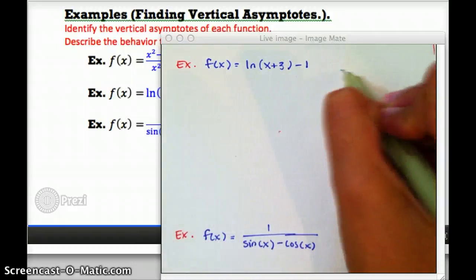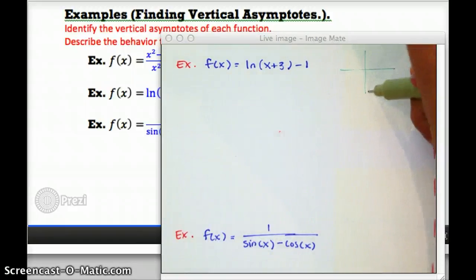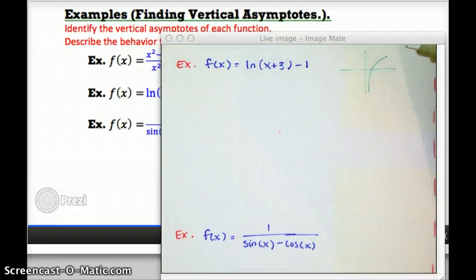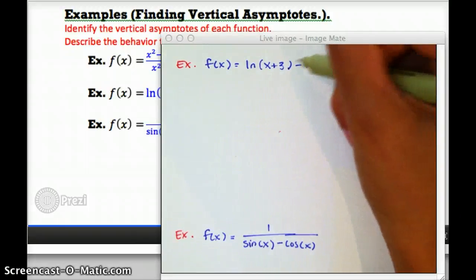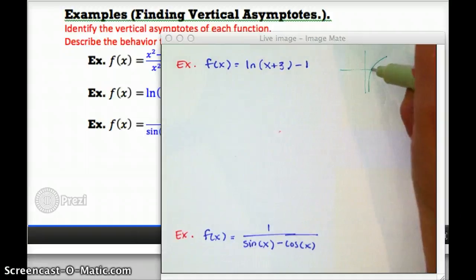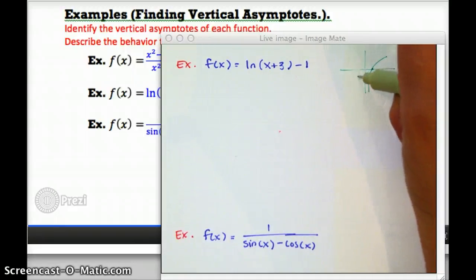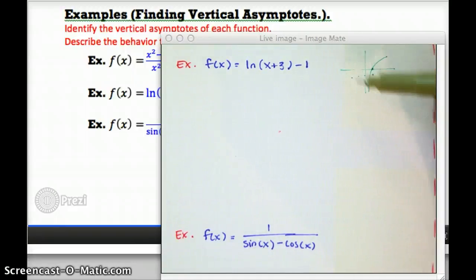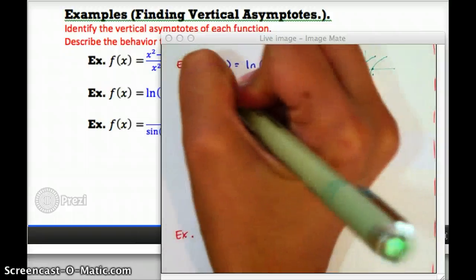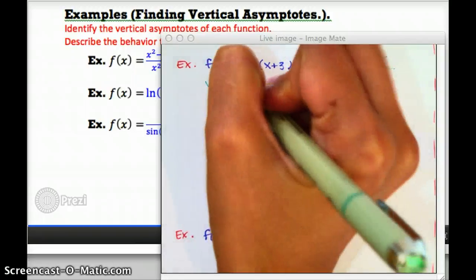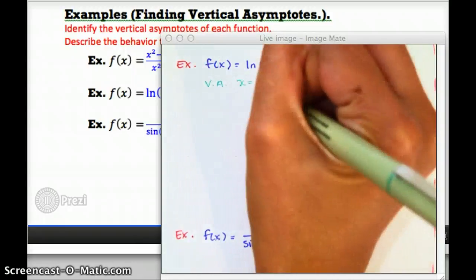So if you think in your head what the graph looks like, this is the normal natural logarithm function. My natural logarithm has been shifted down 1 and left 3. So this intercept point goes down 1 and then left 3, which means the new vertical asymptote's right here at negative 3, and the function crosses through that point. Using this kind of logic, which I can do without a calculator, I can identify that the vertical asymptote is at x equals -3.